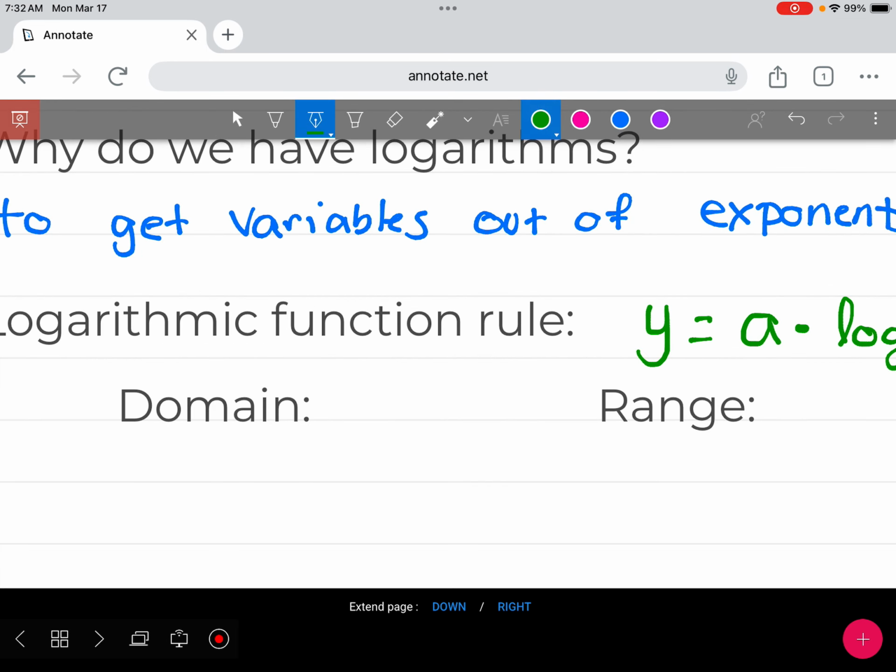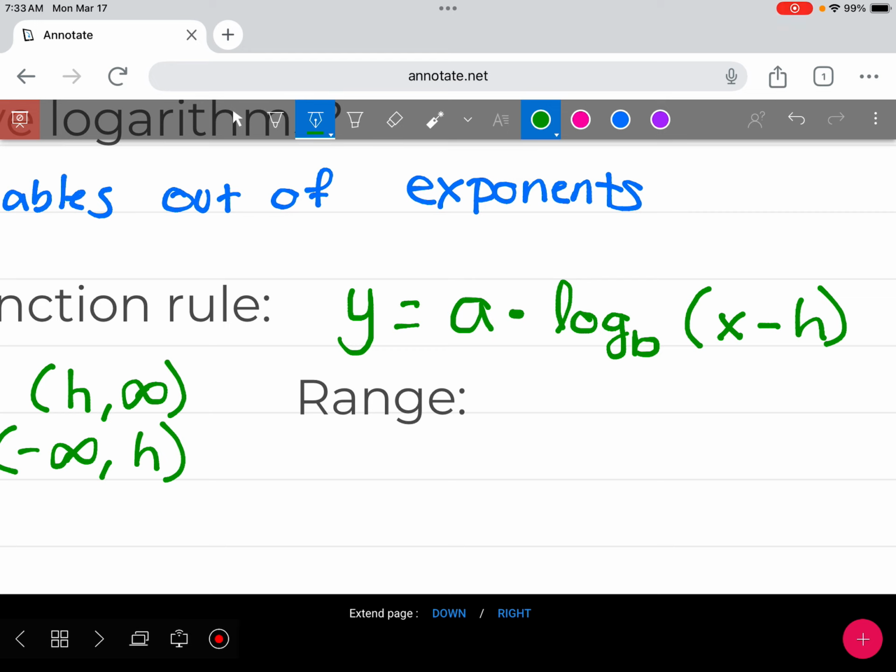For our domain on logarithms, it's either going to be from h to infinity, or it's going to be from negative infinity to h. Those are our two options. And range is always going to be negative infinity to positive infinity. So it's like the opposite of the last chapter. It's almost like it's an inverse of it.